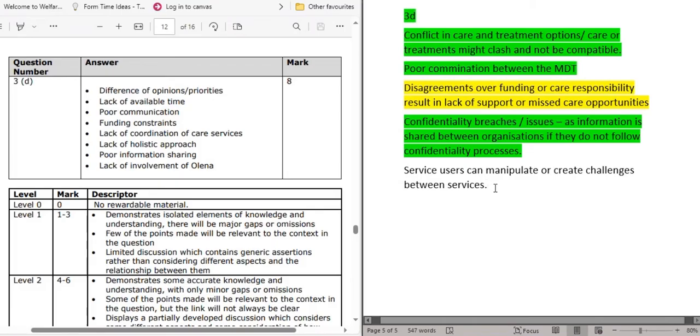Again, lack of involvement, Alina, so not involving her. I've gone with a different way of talking about how Alina could manipulate the service. Again, not 100% on that one, so I'm not going to give it a mark, just if I'm going to be tough on myself. But we have got 4 explanations, 4 factors, 3 that are definitely matching up, 1 that's kind of on the same lines as the mark scheme.